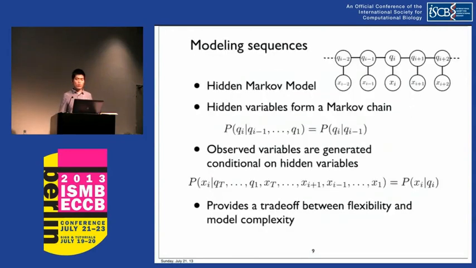As mentioned before, generative models can capture very complex structures in the data. In this context, we consider the hidden Markov model, HMM, to model the DNA sequences. An HMM consists of a Markov chain of hidden variables, which are not observed. The observed variables are generated conditioned on the hidden variables. The HMM provides a very good trade-off between the flexibility of the model and its compressibility.